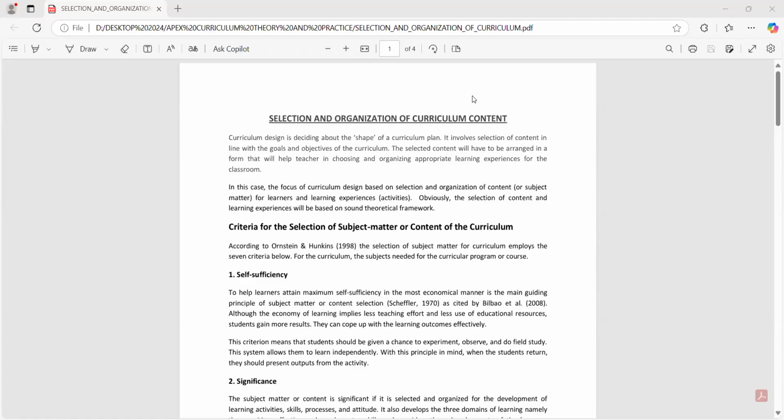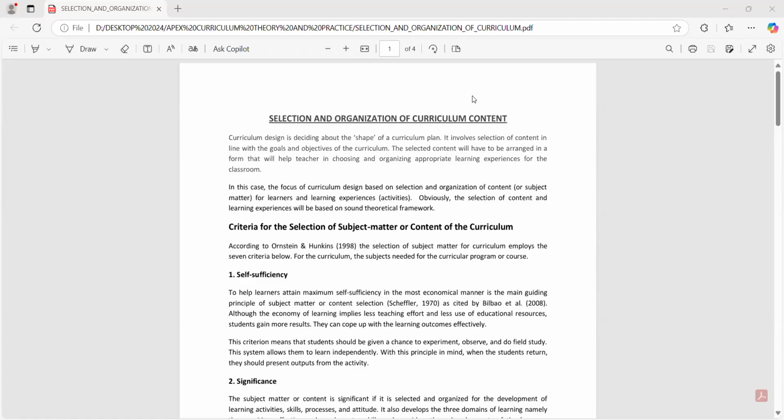Okay, so we will come to the topic now. Curriculum design is deciding about the shape of a curriculum plan. It involves selection of content in line with the goals and objectives of the curriculum. As I told you, content is selected: what is to be taught, what topics, what themes, what concepts for the realization of ILOs, right? The selected content will have to be arranged in a form that will help the teacher in choosing and organizing appropriate learning experiences for the classroom.